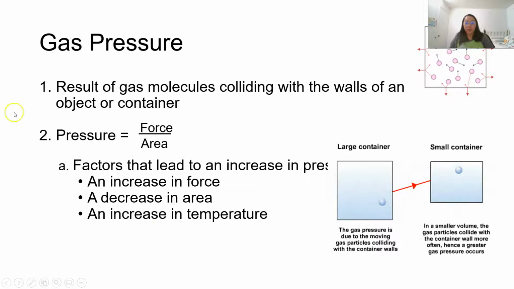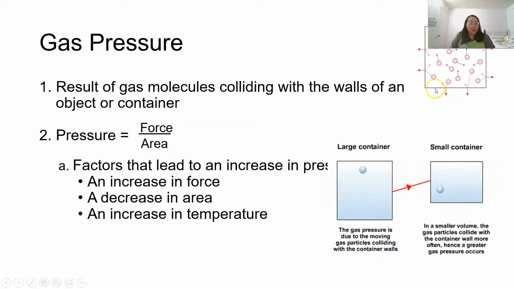Now we're going into the concept of gas pressure. Gas pressure is a result of the gas molecules colliding with the walls of an object or container. I talked about how because these gas particles move so quickly and in all random directions, they tend to collide with the walls of the object or container they're in. And we have a formula that describes this pressure, and it is force over area.